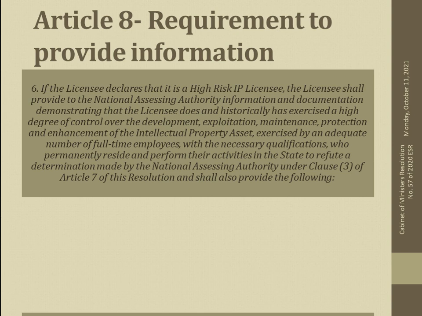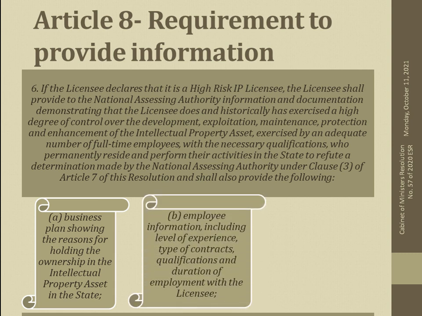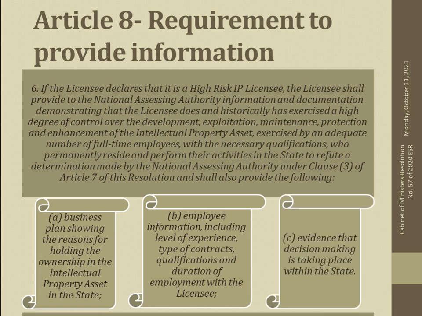provide the following. What is Clause 3 of Article 7? That says that the IP licensees have to provide sufficient information to FTA, National Assessing Authority. Point number A, the business plan showing the reason for holding the ownership of the IP asset in the UAE. Point number B says employees information including level of experience, type of contracts, qualification and duration of employment with the licensee. Evidence that decision making is taking place within the UAE.